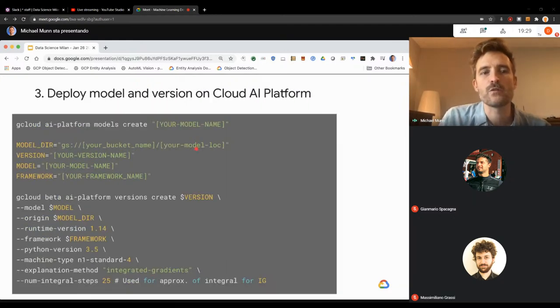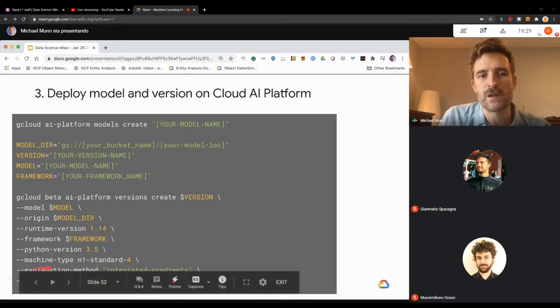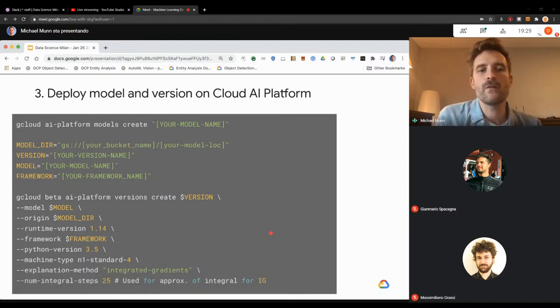And then when we create the version, we can say which explainability method we want to use. Right now in AI Platform, Shapley values are supported and also integrated gradients. So you can say, okay, I want to use integrated gradients using the heuristic that I described earlier. You're really just computing a line integral of that gradient. And so you give the number of integral steps, which is the approximate number of steps for the discretization of that continuous line integral you're actually computing.